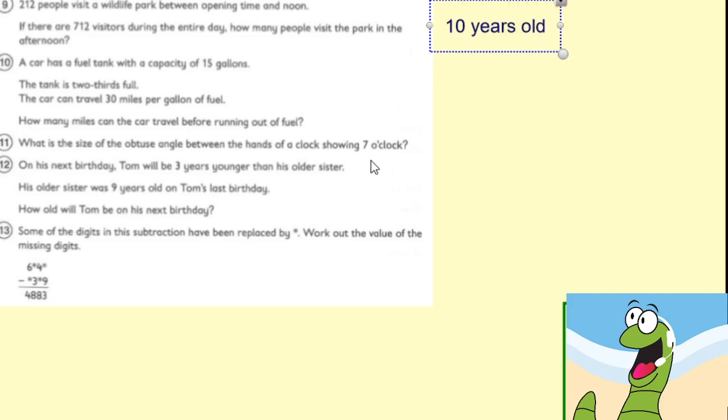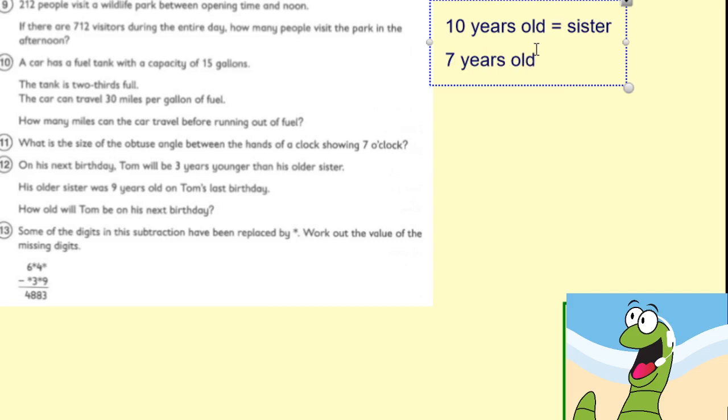Okay, so this older sister is 10 years old on his next birthday. But he's going to be 3 years younger. So that means if she's 10 years old on his next birthday, he's going to be 7 years old. So our answer here is Tom is going to be 7 years old. Okay.